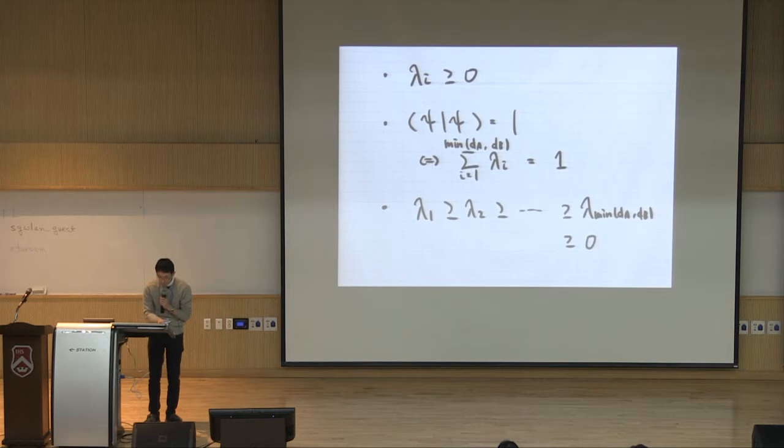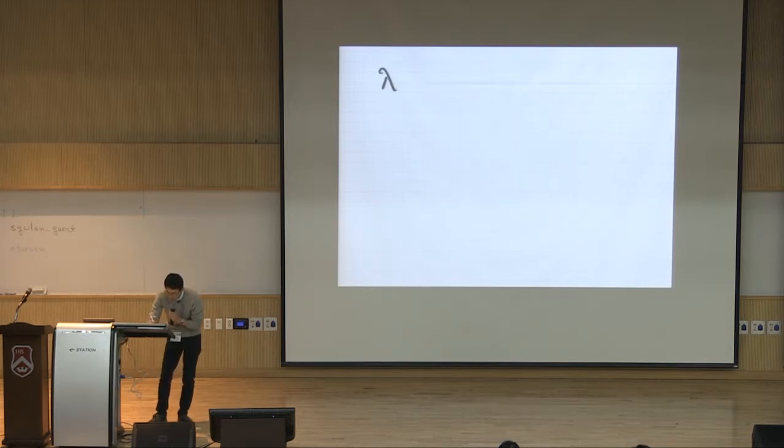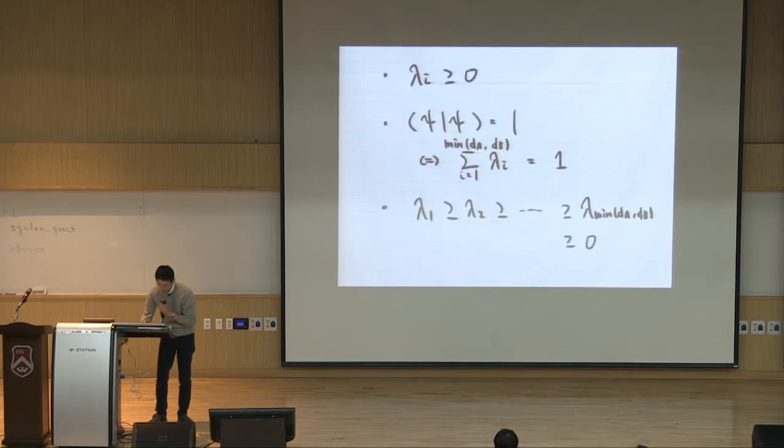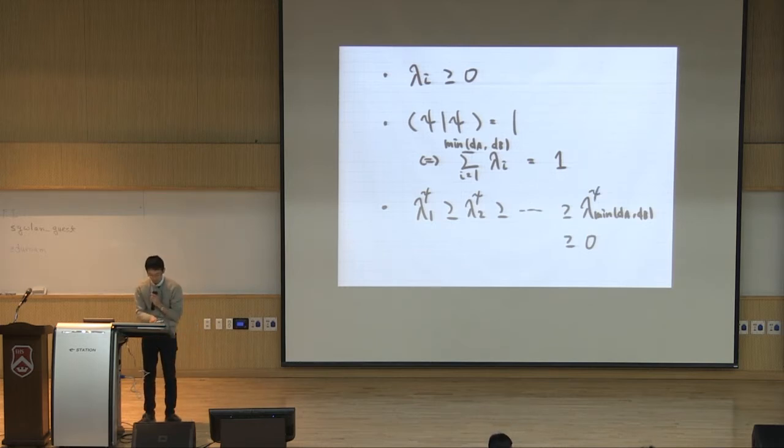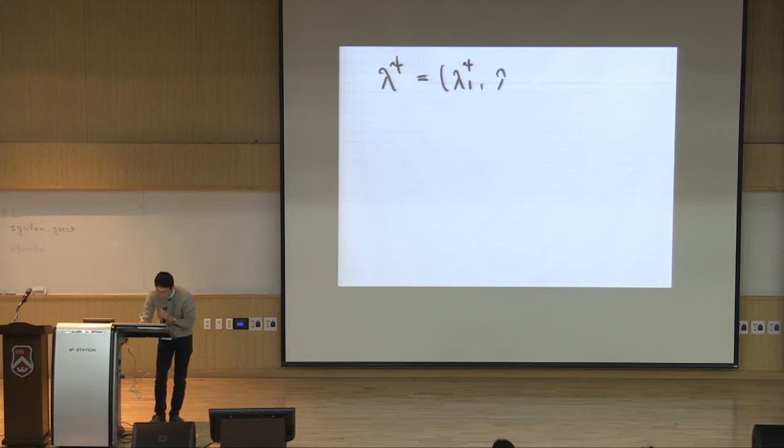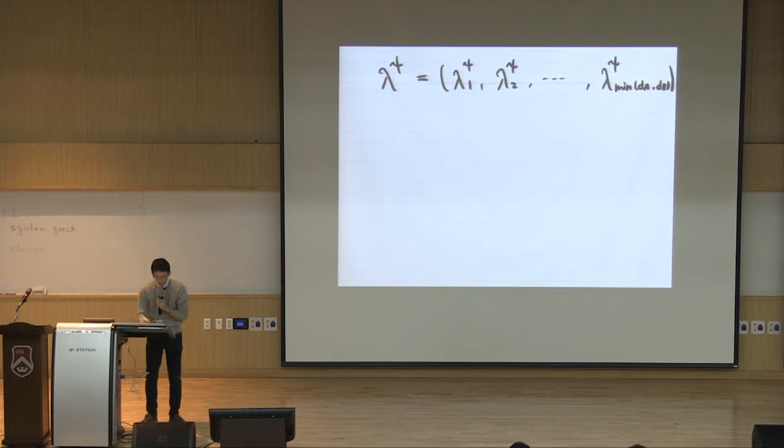I will define a vector, lambda^psi, whose entries are lambda_i. I didn't have a superscript psi before, but now I put superscript psi to indicate that these eigenvalues are for state psi. So you can define a vector of the eigenvalues. The lambda_i are called Schmidt coefficients, and I'd like to call this vector the Schmidt vector.